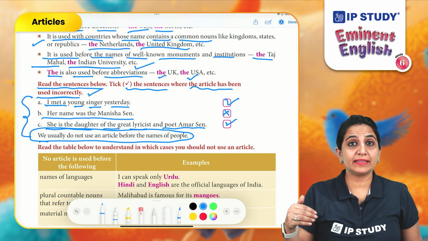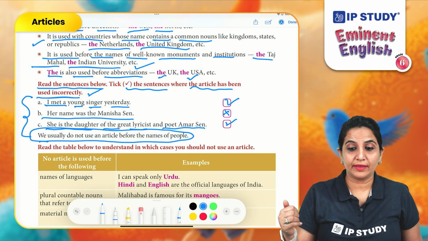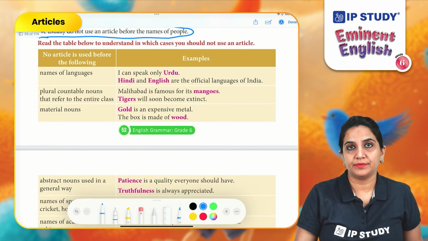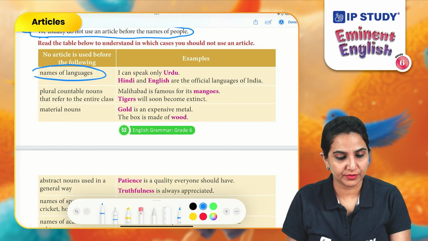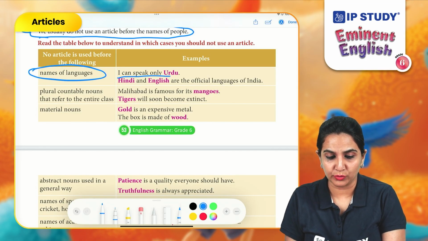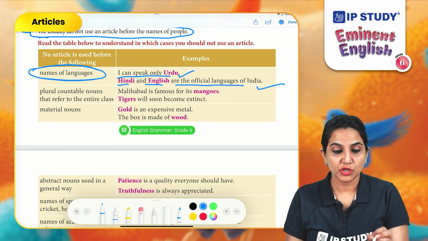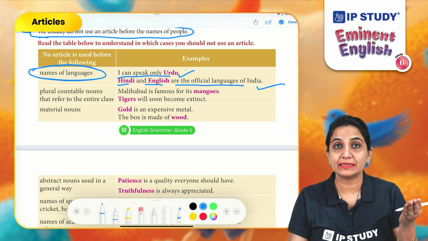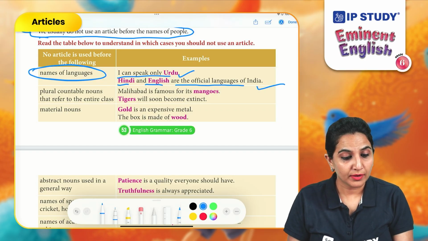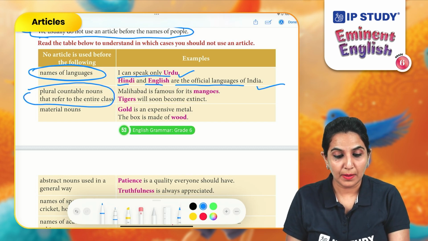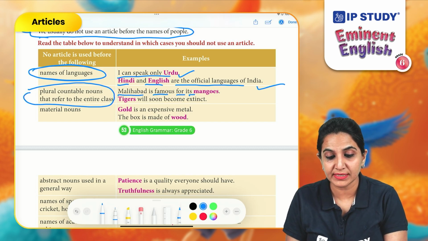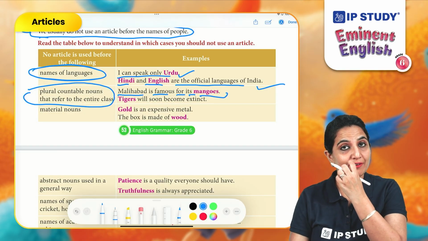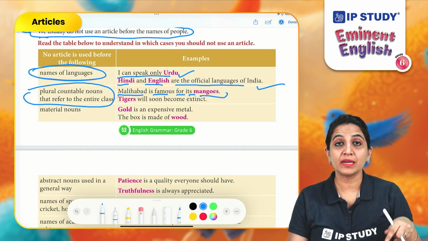Similarly, let us understand which other cases are there where we should not use an article, like names of languages. I can speak only Urdu. Hindi and English are the official languages of India. So we don't use any article before the names of languages. Plural countable nouns that refer to the entire class, like Malihabad is famous for its mangoes. So it is referring to a common class but in plural number. Therefore, we do not use any article.